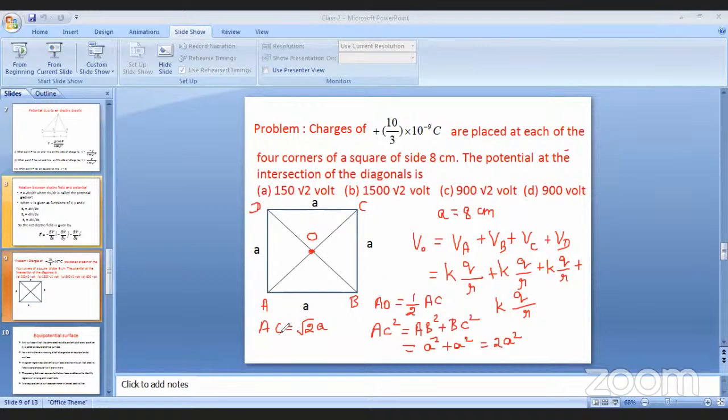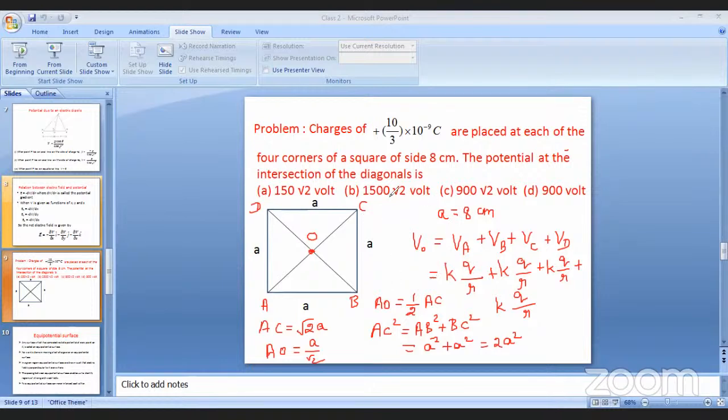Since AO equal to AC by 2, AO is given by A by root 2, because root 2A divided by 2 gives A by root 2, that is half of the diagonal length. So this A by root 2 is the R value here, and it is the same in all the cases. Now you can apply the R value and the Q value and find the total potential.